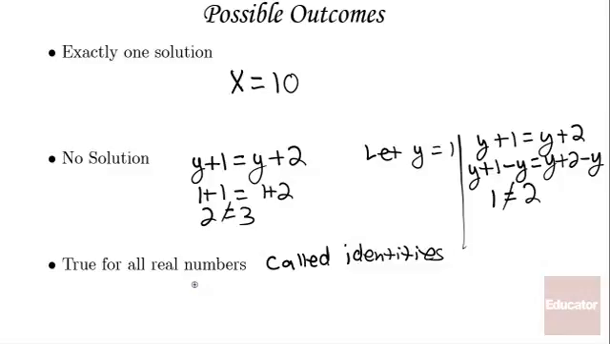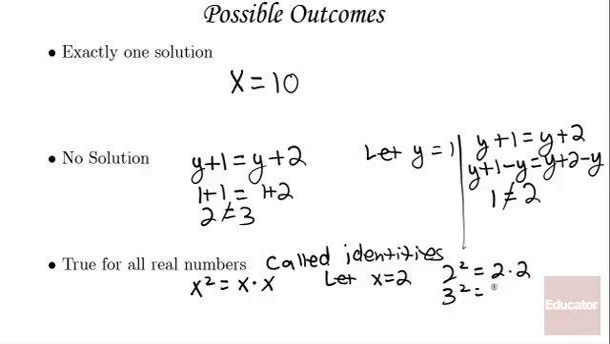Here's one example. X squared equals x times x. Again, if I just substituted in and used some trial and error, tried some different numbers just to test this out, I could see that if I let x equal 2, I would get 2 squared equals 2 times 2. And I could try that with any number.